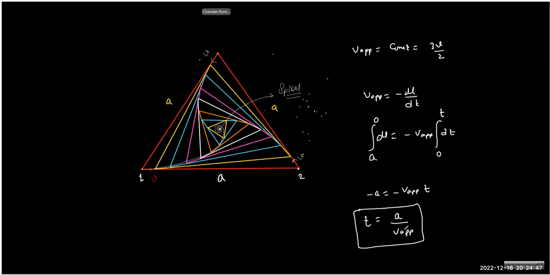So whenever you want to know the time to meet, if you know that V approach is going to be constant, T will always be initial separation upon V approach. It's plain and simple. Understood? Clear? Tell me, yes, guys. So here V approach we got is 3V by 2, so the answer is after 2A by 3V, they will meet.